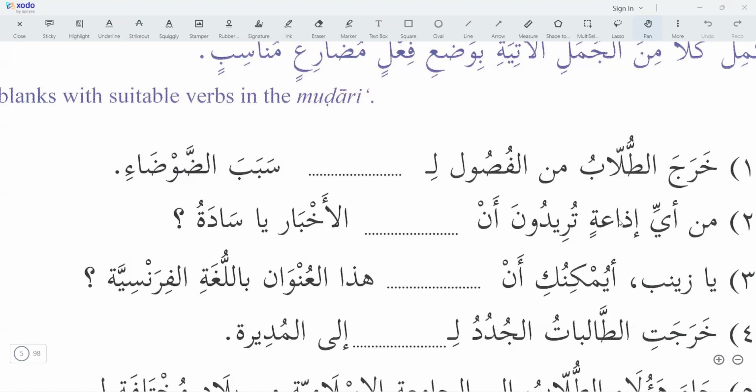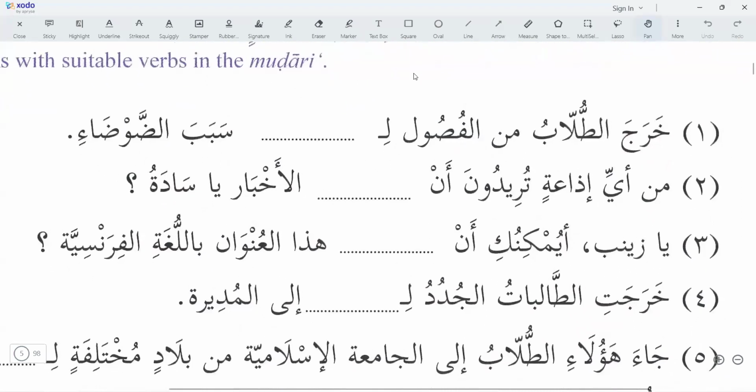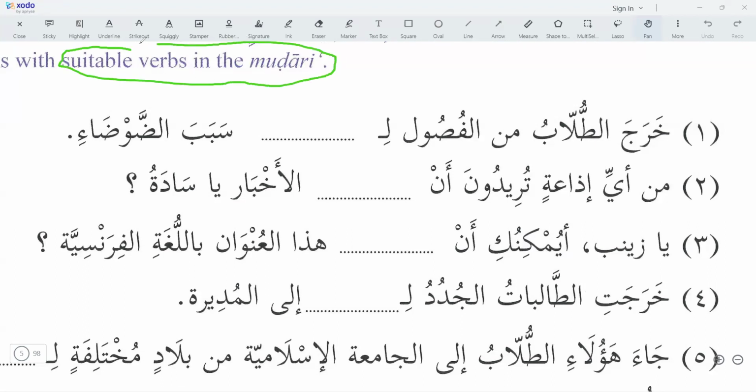Bismillah ir-Rahman ir-Rahim. We are learning lesson number 18 of Durus al-Lugha al-Arabiyya, book 2. We are doing the exercise from the lesson. We have to fill in the blanks with the suitable verb in the mudare, the fi'l mudare. So who will do this one?